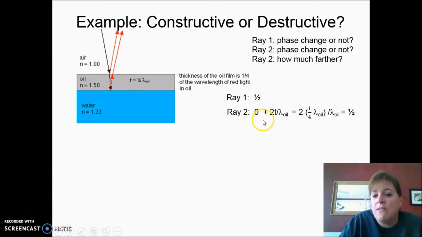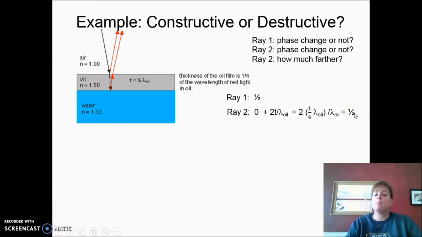So no flip, so I give that a 0, and then I have to add 2 times the thickness divided by the wavelength in the oil. Now, it told me that the thickness of this was 1/4 of the wavelength of oil. So for T, here, I'm going to put 1/4 lambda in oil. All right, so I substitute that in for T. Notice that my oils cancel. And so I have 0 plus 2 times 1/4, right, which would just be a half.